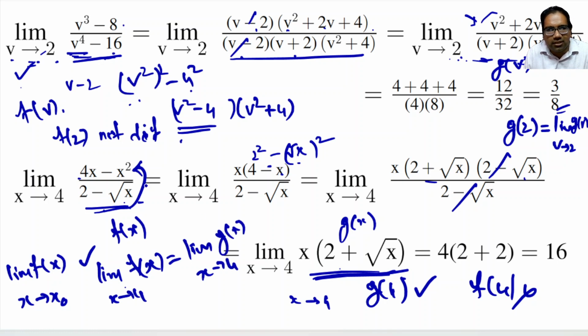In both cases, the limits are defined, because in both the functions the value is approaching 16. If you substitute 4 here, then this becomes 4 times 2 plus root 4, which is 2, 4 times 4, which is 16. Both functions, if you draw the graph, are approaching 16. In this case, that 16 point is missing. That is a hole. But in this case, it is a continuous function, the 16 point is defined.